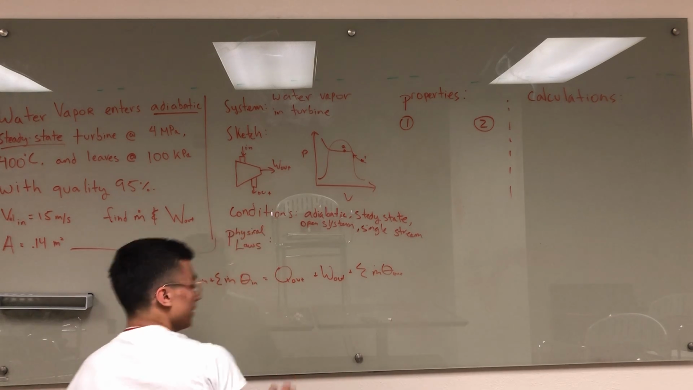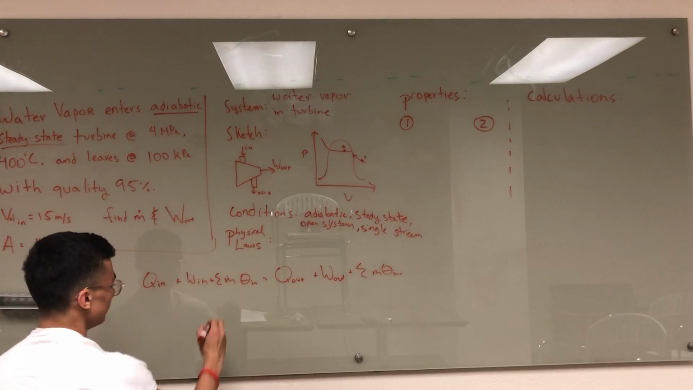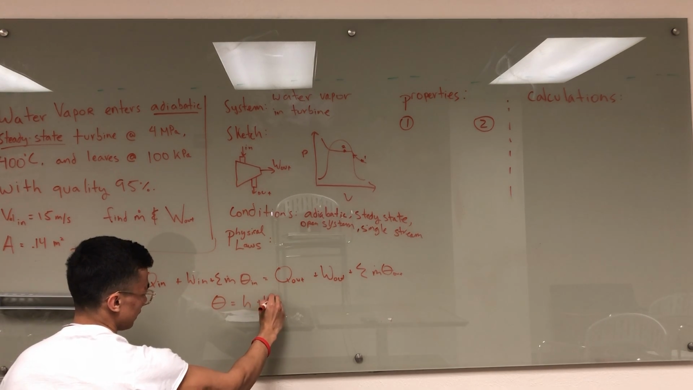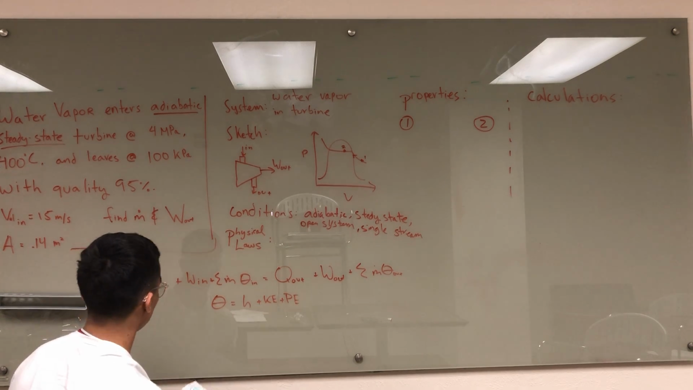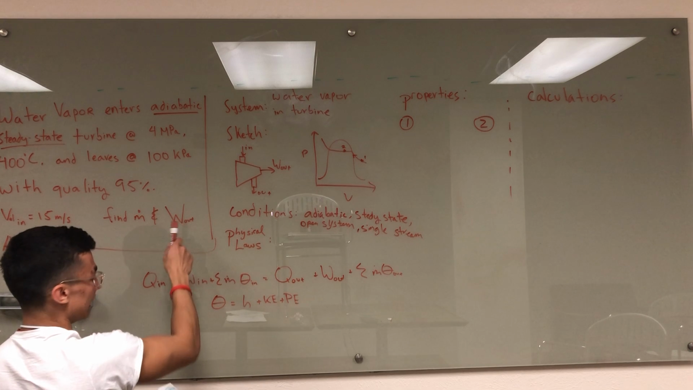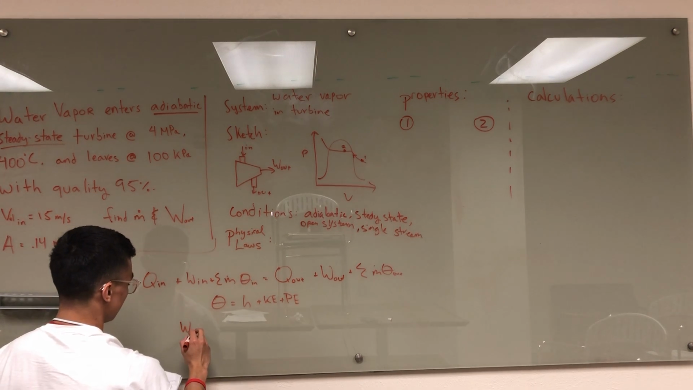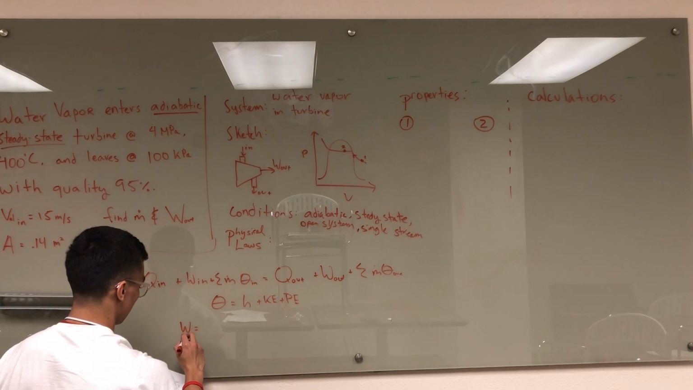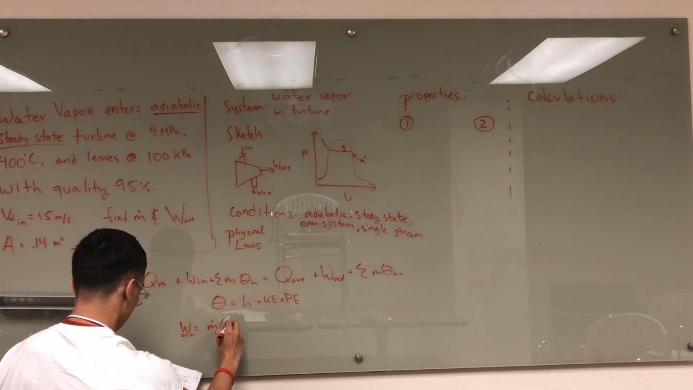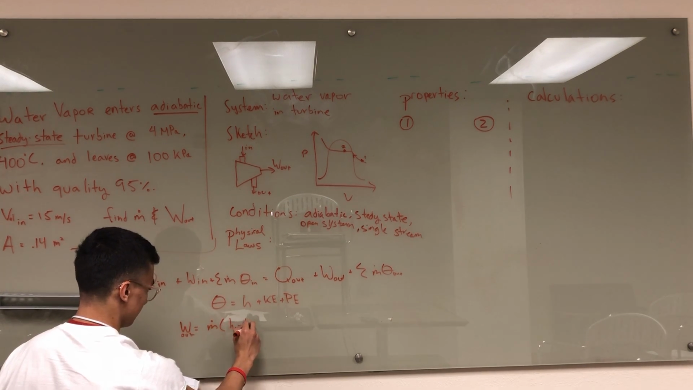Alright, but what does theta mean? Theta is just equal to the enthalpy plus the kinetic energy plus the potential energy. And when you simplify all of this down and you solve for the work out, because that's what it's asking for, you're going to see that the work out equals the mass flow rate times H1 minus H2.